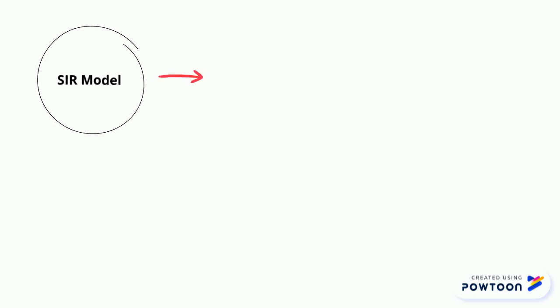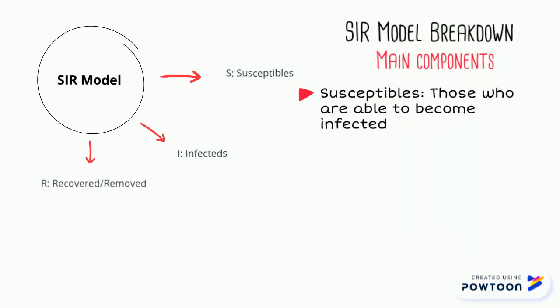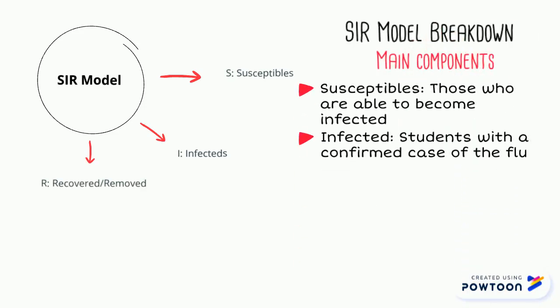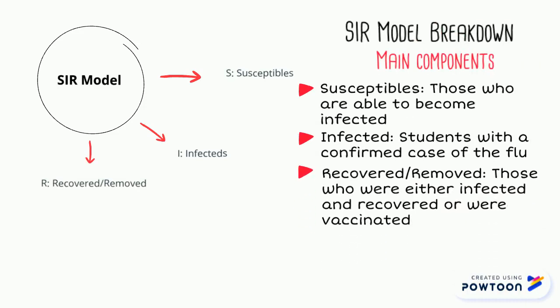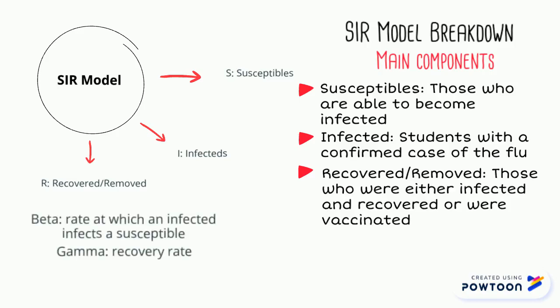The SIR model consists of three main components: susceptibles, infected, and recovered/removed. Susceptibles are those students that are able to become infected. Infecteds are students with a confirmed case of the flu, and recovered/removed are students that were either sick and recovered or were vaccinated and unable to become sick in the first place. There are also two important rates, beta and gamma. Beta is the rate at which an infected student infects a susceptible student, while gamma is the recovery rate.